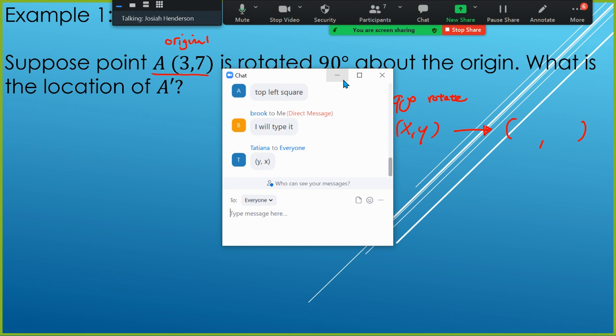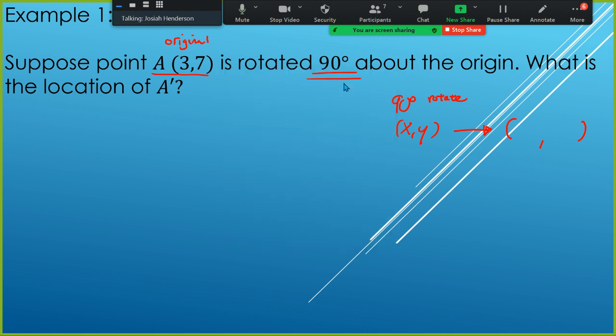Very good. Tatiana, that's correct, but I think there's one part missing. So this will be good because I don't want anyone to have it missing from the notes either. So Tatiana said XY becomes YX. For a 90 degree, one of these numbers becomes negative. It's the Y. So whatever the original Y is, it switches places and it becomes negative.